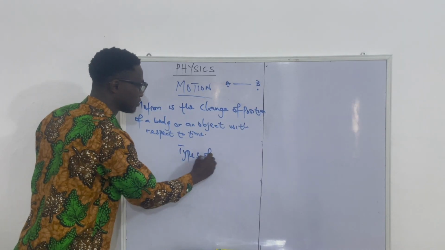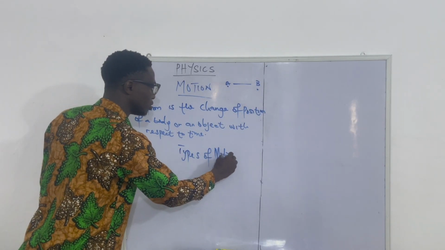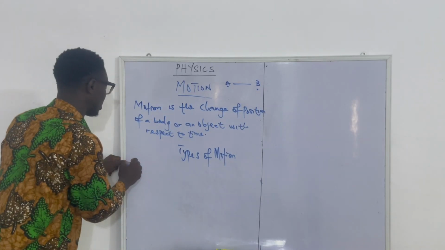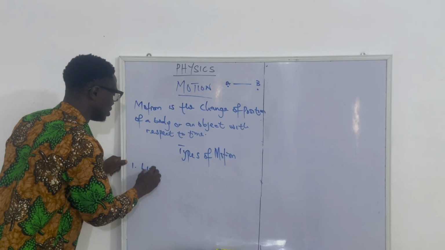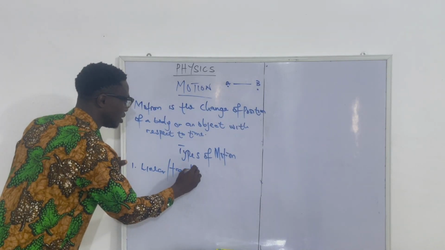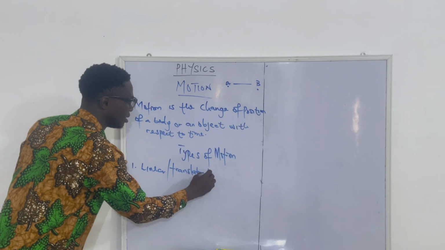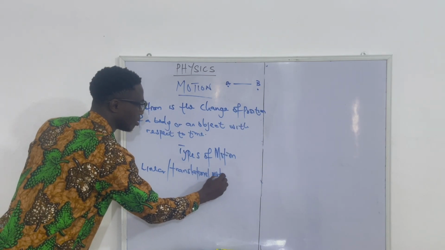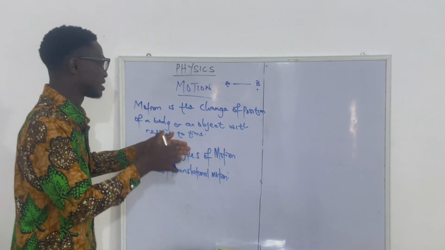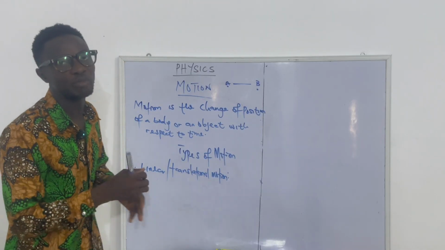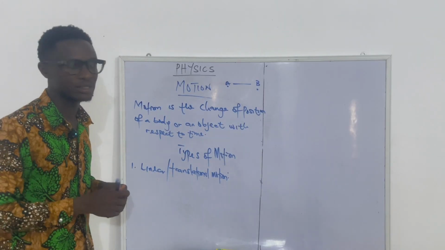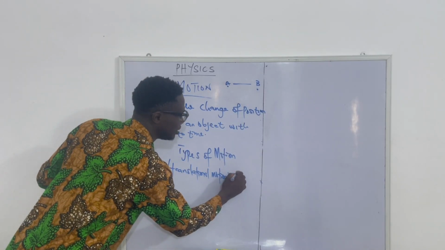Let's talk about the types of motion. Now, the first type of motion is linear or translational motion. Linear or translational motion is actually the change of position of a body or an object along a straight path.